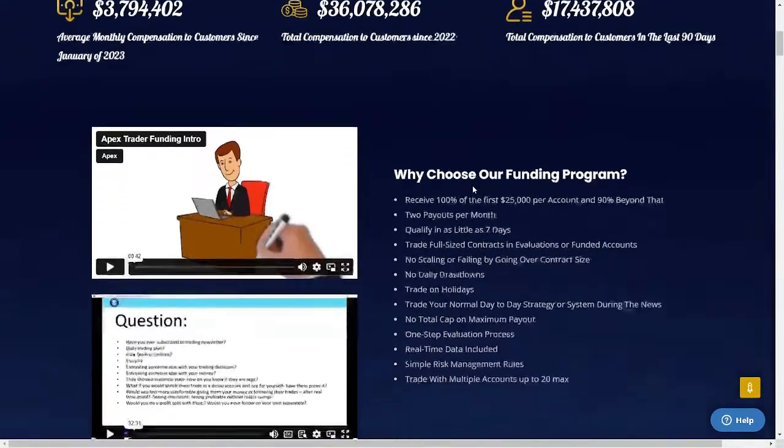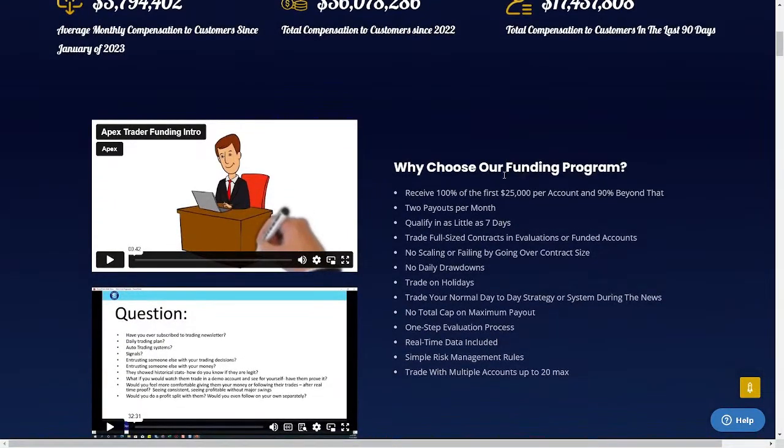Let's scroll down here. You can see a "why to choose" section for trading with them. One of the things that's kind of unique is that they give you 100% of your first $25,000 that you earn on your account, and it's a 90% profit split after that. That's pretty darn good. Great way to take your first 25K and fund a personal account for trading futures.